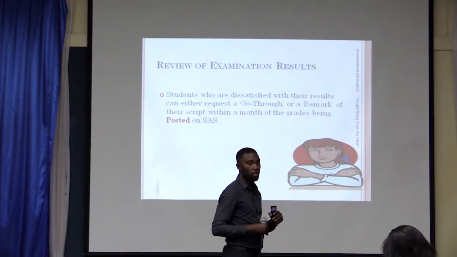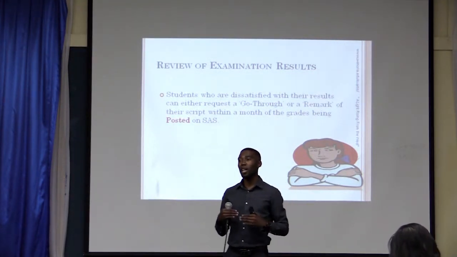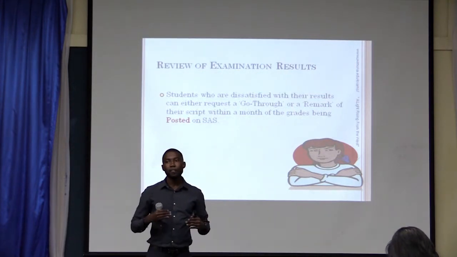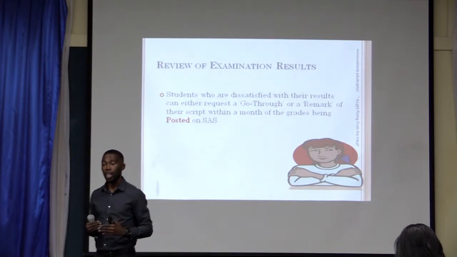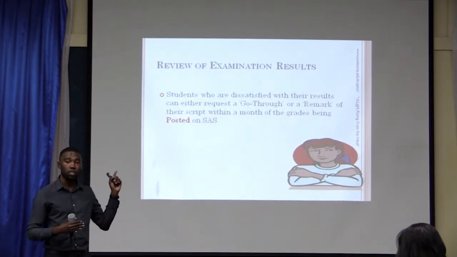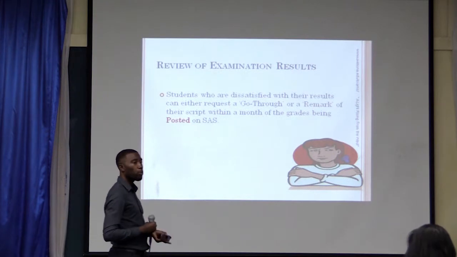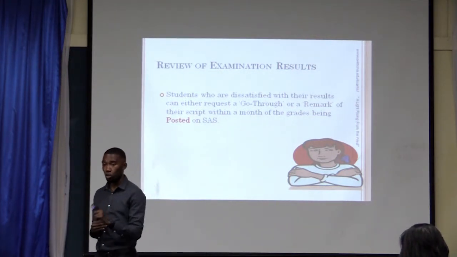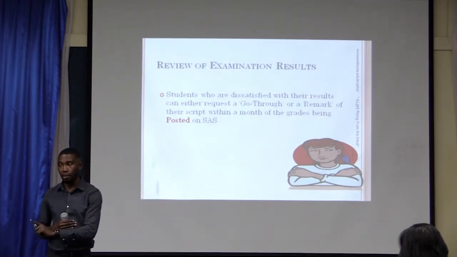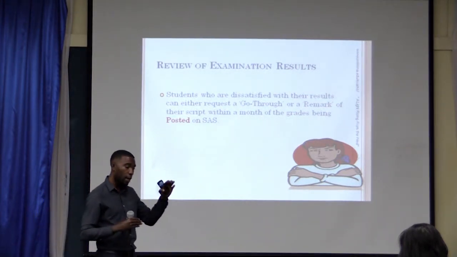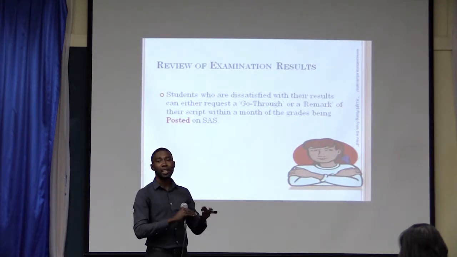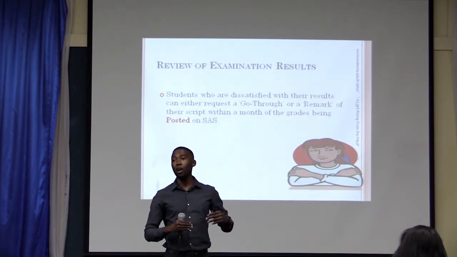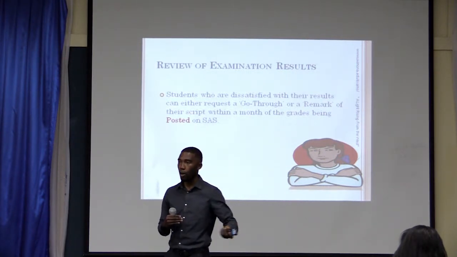Review of the examination results. So we have some resources in place for candidates after they've sat an exam. Say for instance, you're dissatisfied with your results. If you fail a course, you can apply for what is called a go-through. The go-through process is where you sit down with your lecturer and you review your final script, not your coursework, your final examination script. You go over the script, and the lecturer can indicate where your performance might have fallen down or give you advice on how to improve your performance going forward.